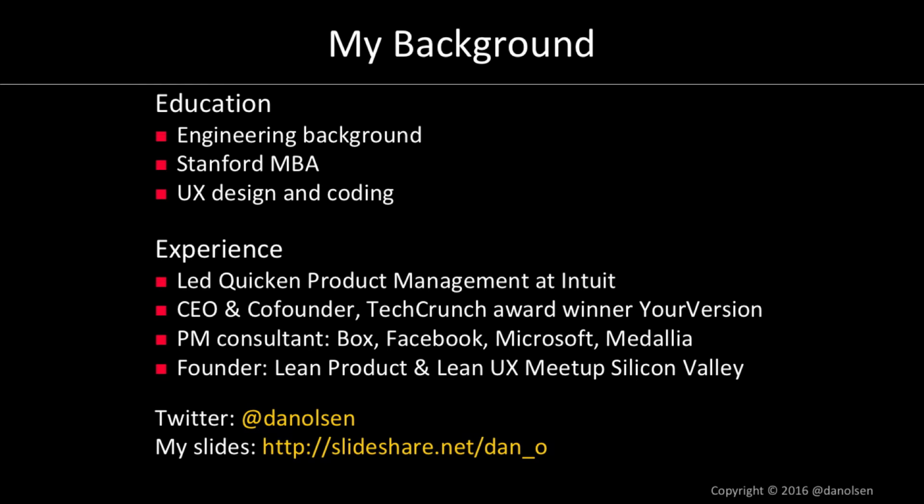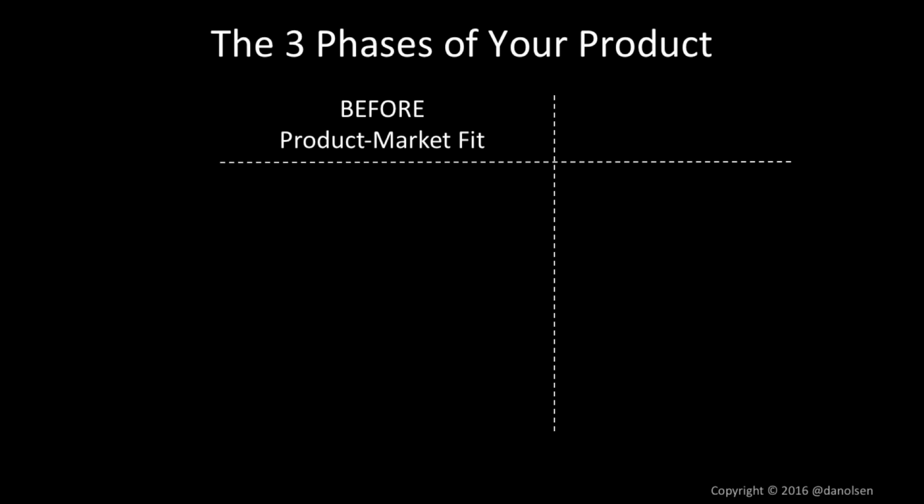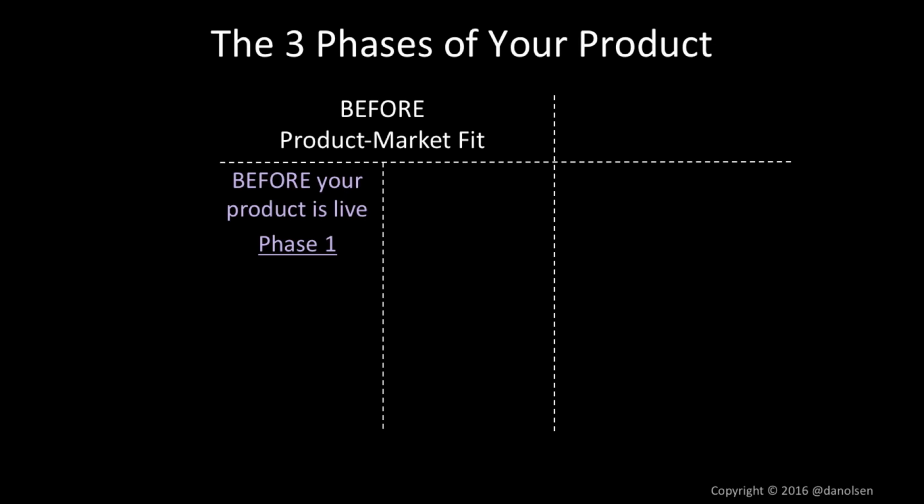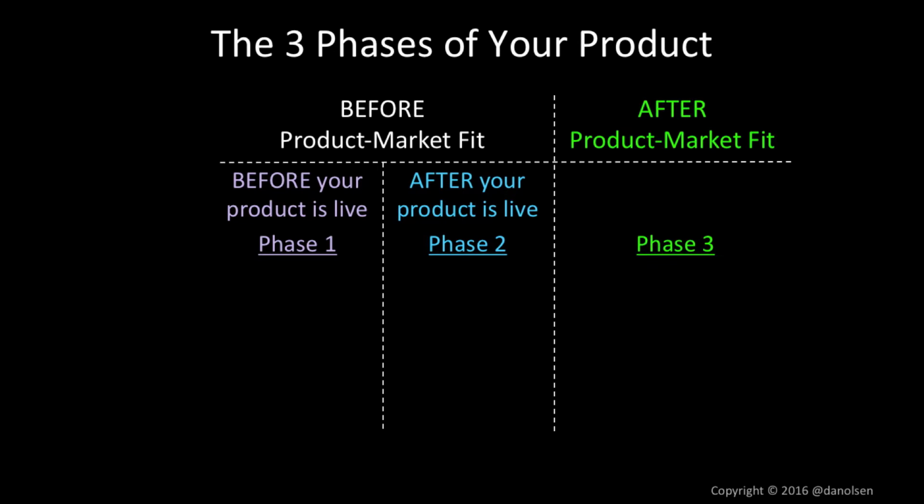To set the stage for this, what I see is when people are trying to build a new product or improve a product, there are really three fundamentally different phases. There's before product market fit, and within that there are actually two different parts. The first part, which I call phase one, is before your product is live, and maybe some of you are in that stage. Then there's after you launch your product, but you still haven't achieved product market fit. And then there's phase three, where you've achieved product market fit.